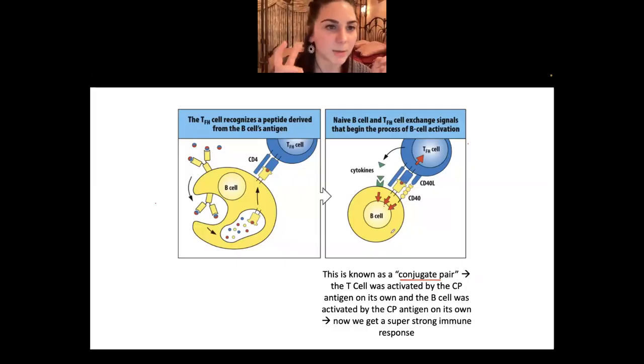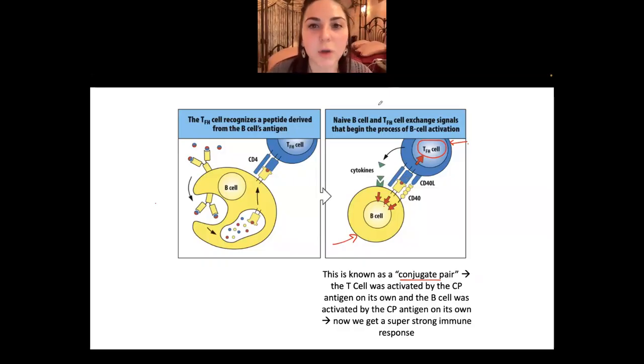That's not really a conjugate pair. A conjugate pair is when, like, the T cell got activated, this is an activated T cell, right? This is a follicular helper T cell. So this got activated by CP antigen on its own. This got activated by CP antigen on its own. And now they're coming together, and that's your conjugate pair.